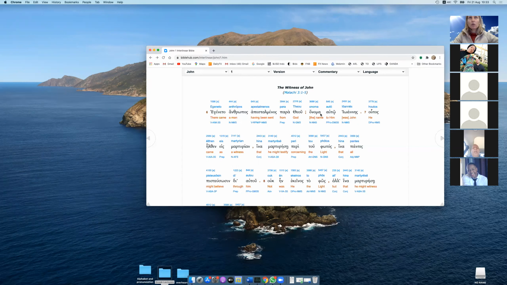Onoma autou, his name. Onoma means name. Ioannes, John. Houtos elthen, he came. Eis martyrian, as a witness. Hina martyrese peri tou photos, in order to witness about the light. So he is created by God, by Logos, and he came in order to testify or to witness about the light, that Logos who created him. Hina pantes, that everyone, all that he created, pisteusosin, might believe, di autou, through him. So he is the one who is witnessing about the one who created him and set him up to witness about him. I think I will stop here.